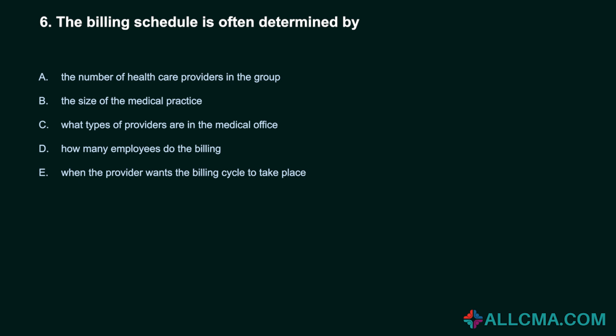6. The billing schedule is often determined by A. The number of healthcare providers in the group. B. The size of the medical practice. C. What types of providers are in the medical office. D. How many employees do the billing. E. When the provider wants the billing cycle to take place. Correct answer, B. The size of the medical practice.